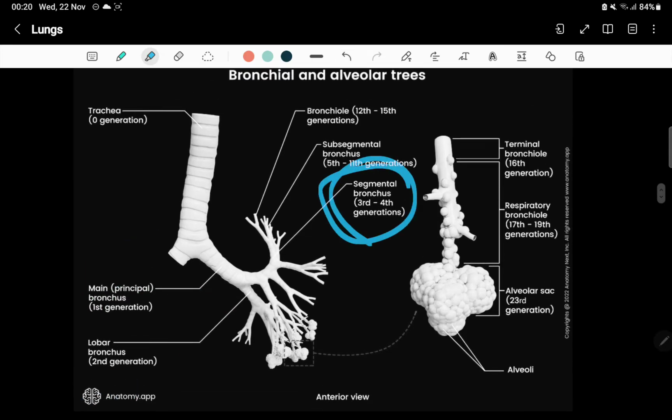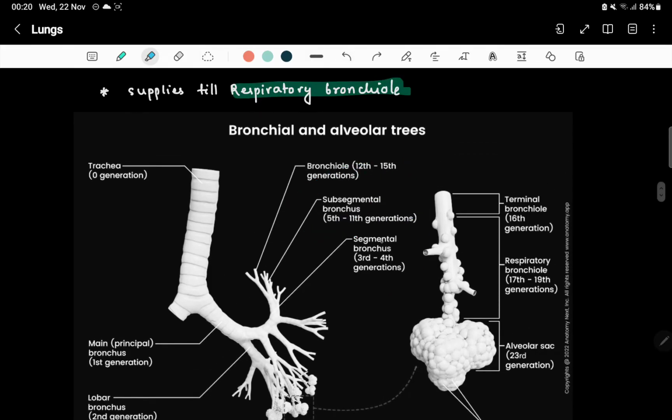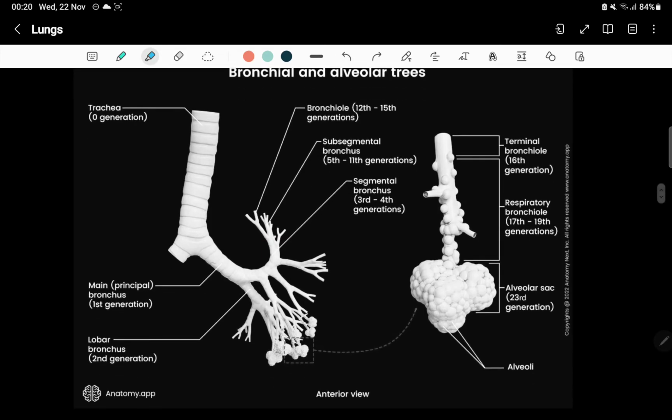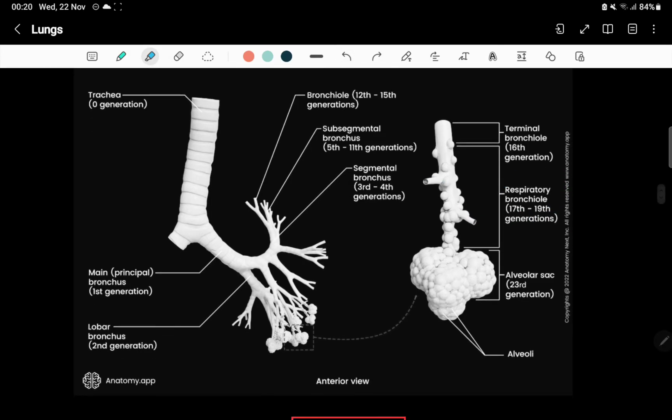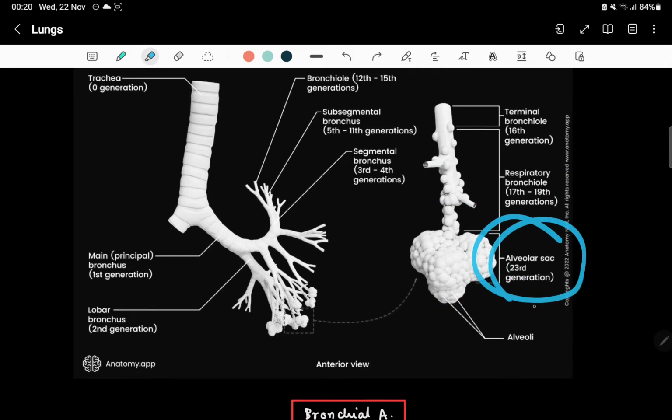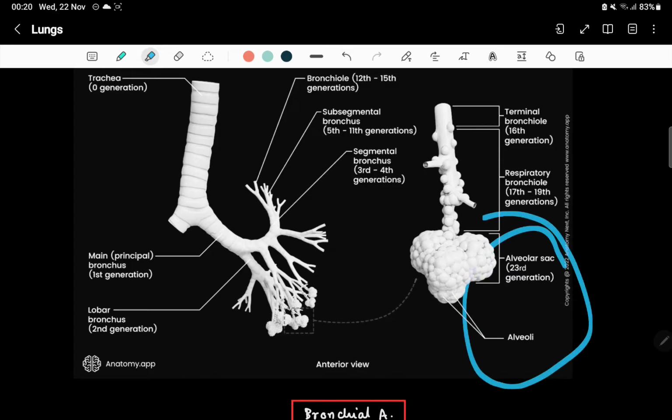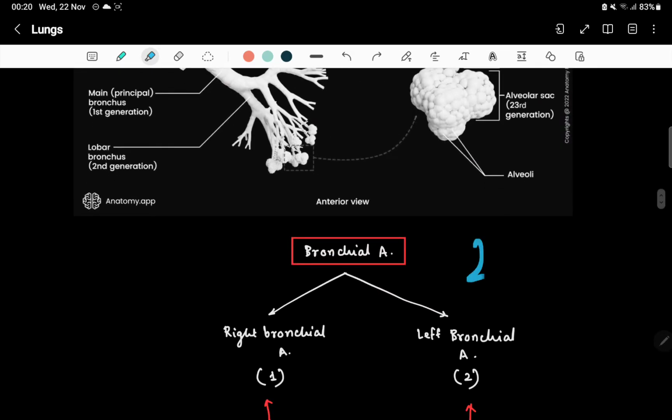They form segmental bronchi, which are the third to fourth generation. Then the subsegmental bronchi, the 5th to 11th generation. Then the bronchioles, the 12th to 15th generation. After that the terminal bronchiole, the 16th generation. Then the respiratory bronchiole, the 17th to 19th generation. The alveolar sac and alveoli are the 23rd generation. So we have about 23 generations of divisions.